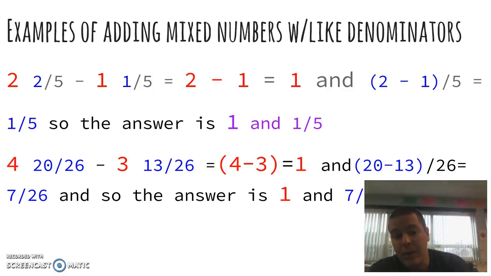The second one, 4 and 20 over 26 minus 3 and 13 over 26. Subtract your whole numbers. 4 minus 3 equals 1, and then 20 minus 13, your numerators, equals 7 over 26. Now 7 over 26 is as reduced as it can go, so your answer then is 1 and 7 over 26.